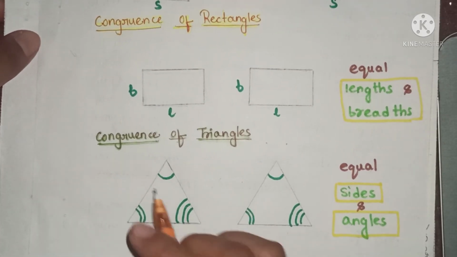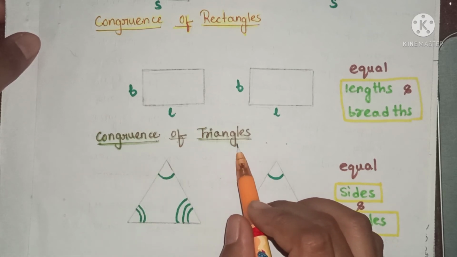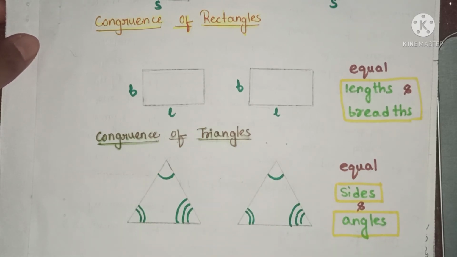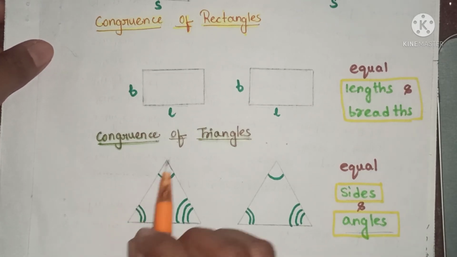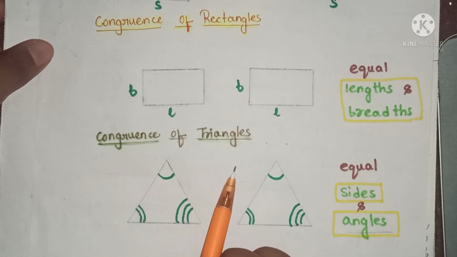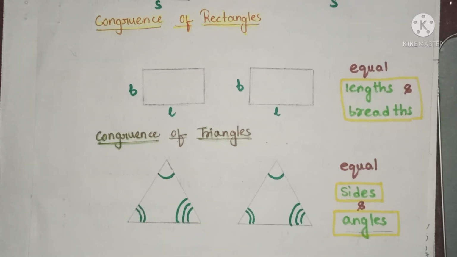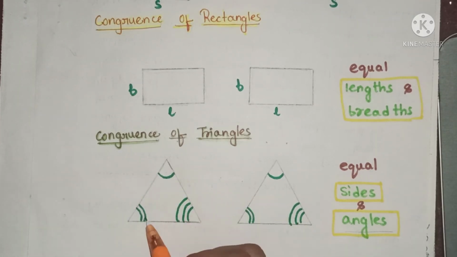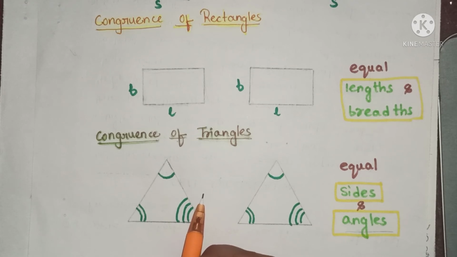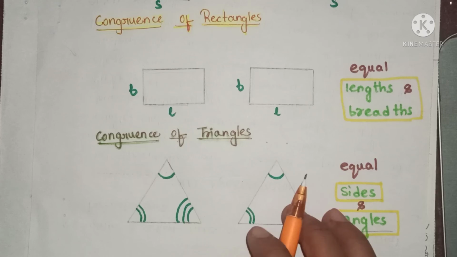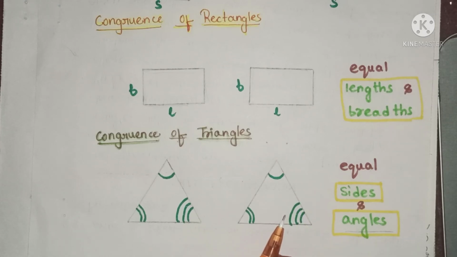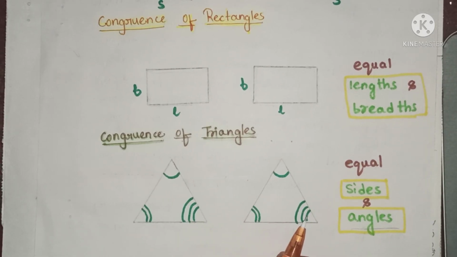Children, for the congruency of triangles, all the parts must be equal. All the sides must be equal and all the angles must be equal. Then only we can say that the triangles are congruent. So there are 6 elements of a triangle, that is 3 angles and 3 sides, which decide the shape and size of a triangle, and in this way we get congruent triangles.